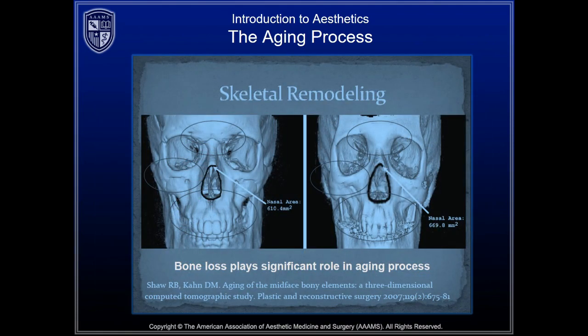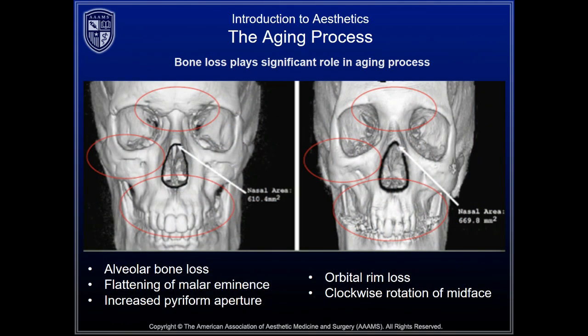Skeletal remodeling due to bone loss plays a significant role in the aging process. The 3D CT scan of the middle face of an aging person shows the alveolar bone loss, flattening of the malar eminence, increase in the piriform aperture, orbital rim loss, and clockwise rotation of the midface.